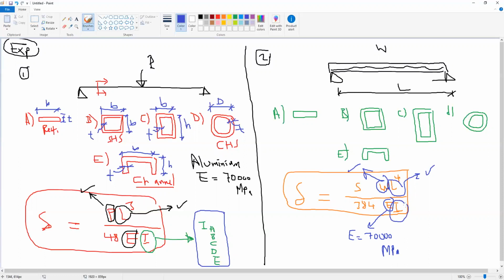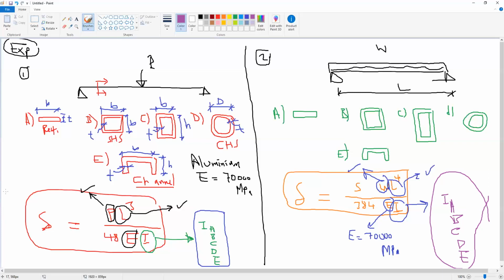And I is the only variable we are studying here because we will have IA, IB, IC, ID, IE. So we will calculate the deflection for the 5 beams and compare between them. So this is generally the idea of our practical, which is to test 2 cases of loading with 5 shapes of cross section for each case. So this is about 10 cases of testing if you are doing it in the lab.